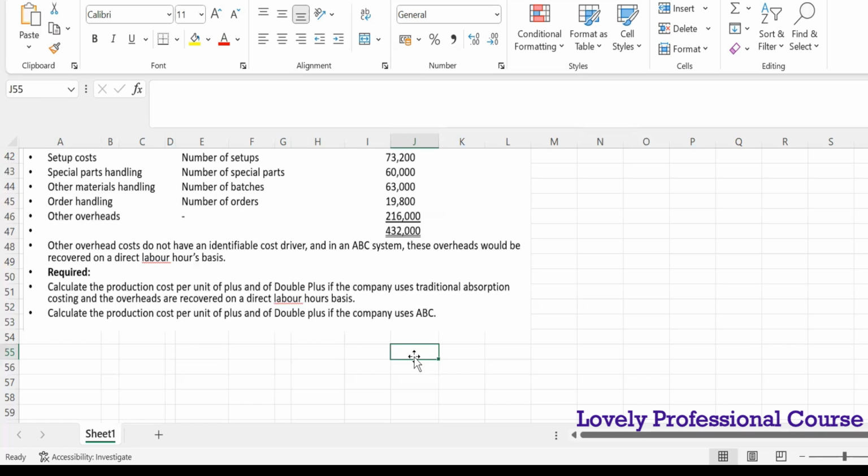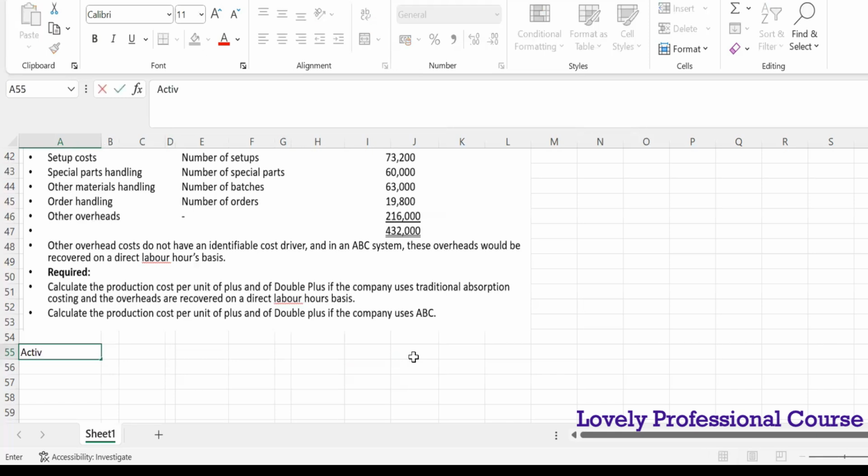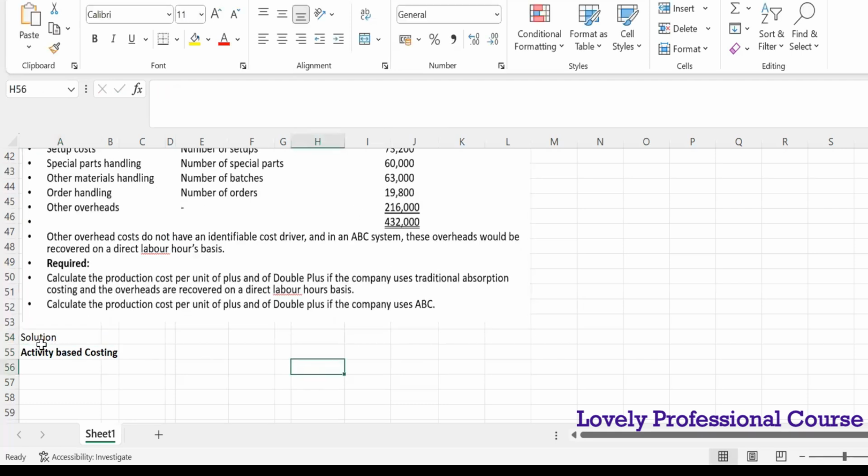Now, let's start with ABC because this is our main concern. Of course, absorption costing is very simple. So I want to start on activity-based costing, on this requirement 2. We are answering the question. This is the solution.